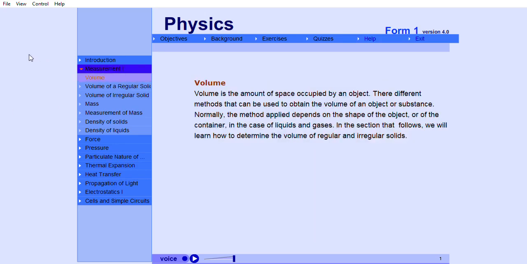Volume is the amount of space occupied by an object. Its SI unit is cubic meters.